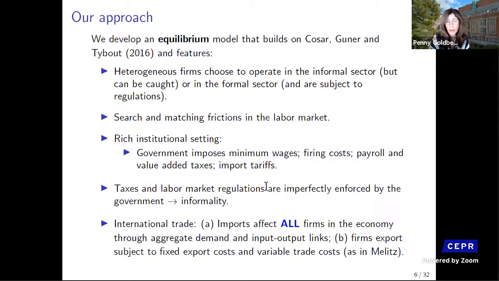International trade has several effects in this model. One effect is directly through imports. Imports affect all firms in the economy through the aggregate demand and through price indices, and also through input and output links. Trade also enters the model through exports. Here our model is very similar to Melitz. Firms need to pay a fixed cost in order to enter export markets. Trade liberalization affects the allocation of firms into export. Okay, so this is briefly the model.